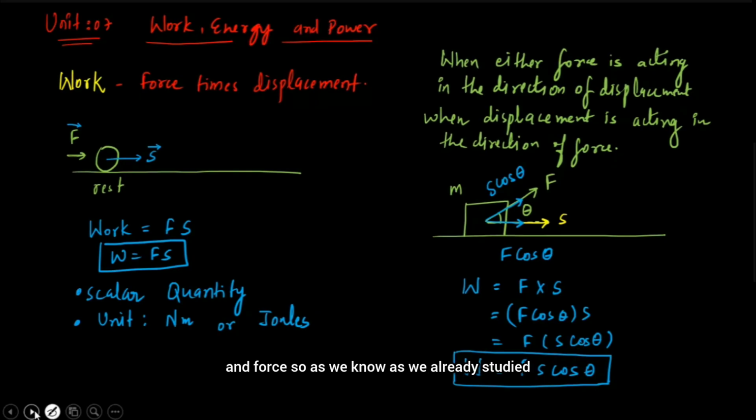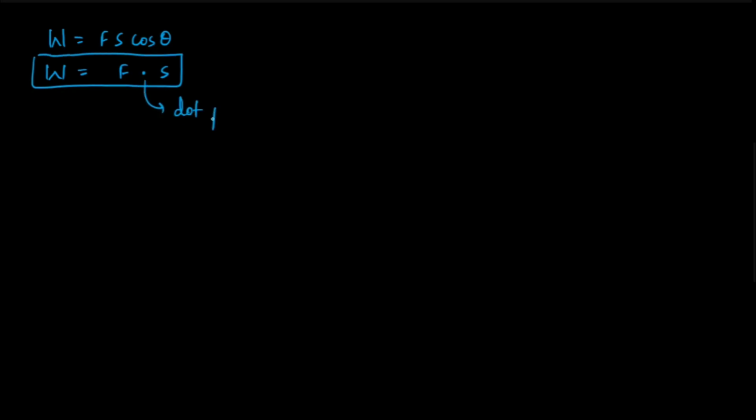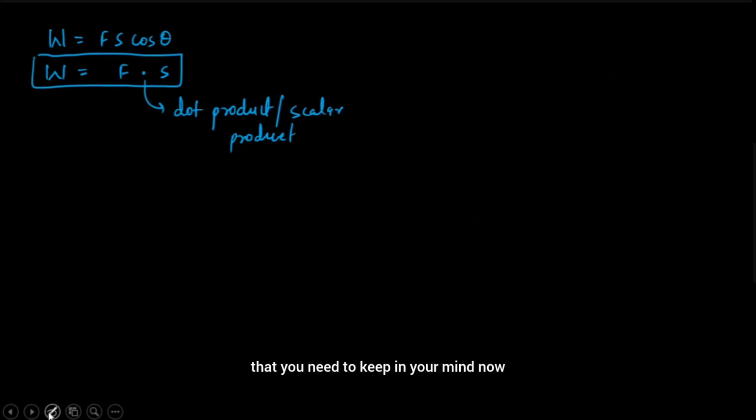As we already studied vectors, we defined that if anything is multiplied by cos, it must be a dot product. So work is the dot product between force and displacement. This is the one thing that you need to keep in your mind.